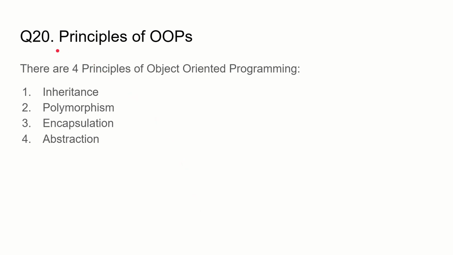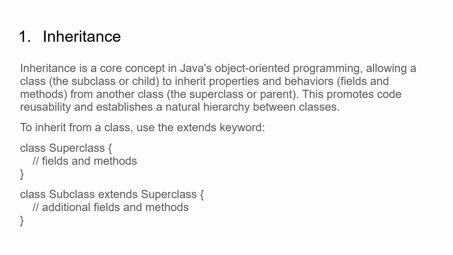The most important question in object-oriented programming in Java is the principles of OOPS. Basically there are four principles or pillars of object-oriented programming. They are as follows: inheritance, polymorphism, encapsulation, and abstraction. We will see each one by one in the upcoming slides.